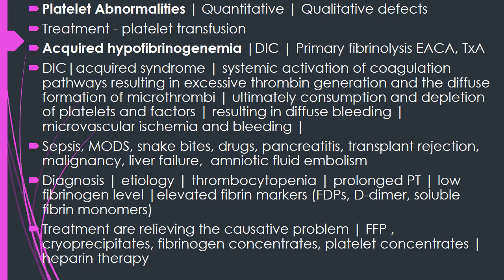The diagnosis of this condition is usually based upon the etiology of the disease, the various conditions which we just discussed. There is also associated thrombocytopenia because the platelets have been consumed. The prothrombin time is prolonged, which shows that there is a failure now of the extrinsic pathway. There is a low fibrinogen level, pointing to the fact that fibrinogen has been used, and there are elevated fibrin markers. The fibrin monomer joins to form a dimer. So these D-dimers increase because of the excessive fibrinolysis that occurs.